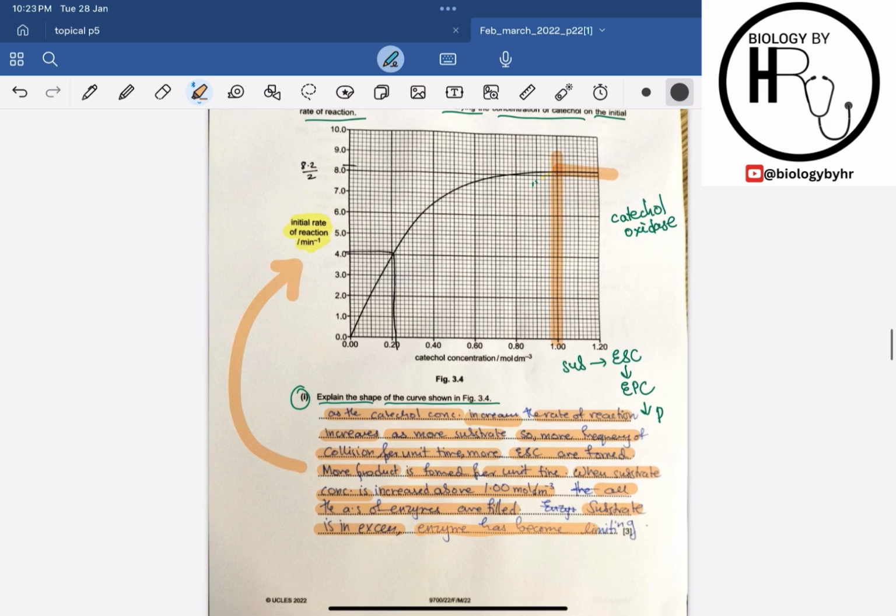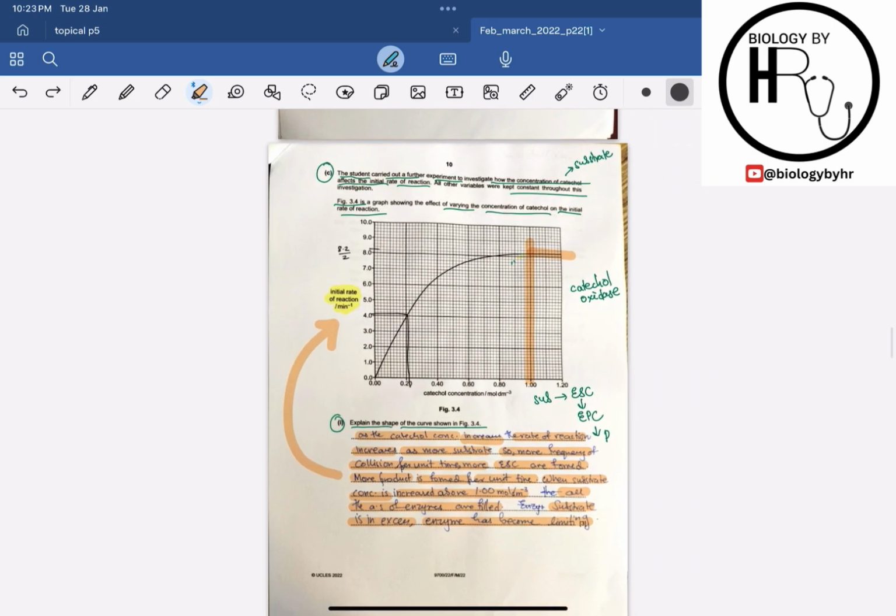The enzyme has become limiting now, right? It is most likely that the enzyme has become limiting, because all the active sites of the enzymes may have been filled with the increasing concentration of the substrate, right? So I hope that this part is also clear to all of you.